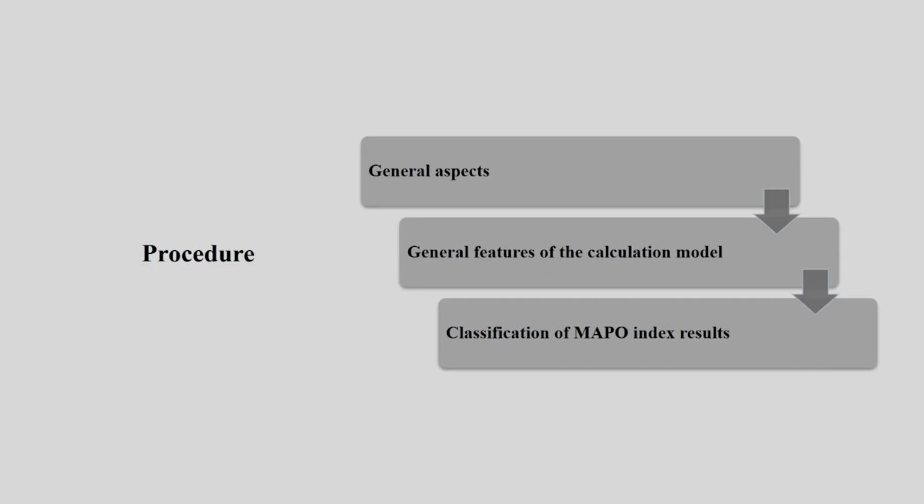So, when we talk about this particular tool or technique, you need to understand this needs to be done step by step. You have to identify the general aspect, the general features of the calculation model. It has a typical calculation process because we are talking about an index, right? So, you need to calculate it, and once you get the index, you have to go for the classification of the index. Slowly we will go through each step in detail.